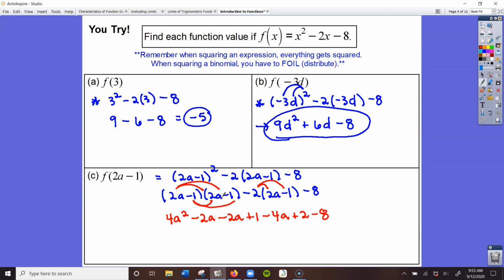Now that everything is distributed, we are free to combine like terms. Our first term is the one with the highest exponent, so 4a squared. Then we have negative 2a minus 2a minus 4a, which gives me a negative 8a. Finally, we have this 1 plus 2 minus 8, which gives us a negative 5. And this would be my final answer.